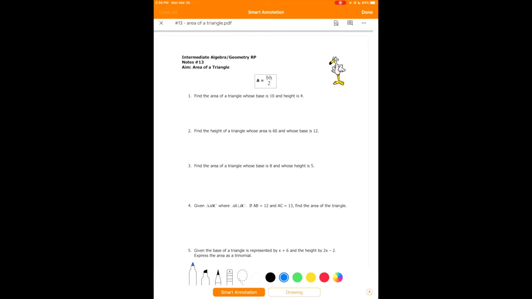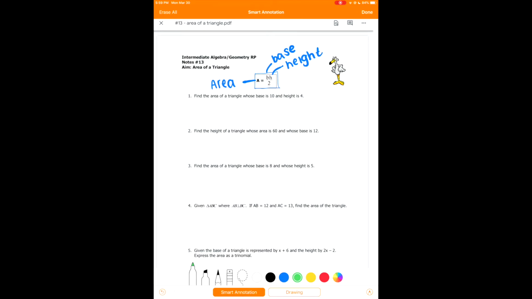And at the top of the page, we're giving you the area formula, which is base times height over 2. So if you want to just write that out, if you're not sure what B and H are, B is the base of the triangle, and H is the height, and then A is the area, if you're not sure. So let's take a look at number 1.